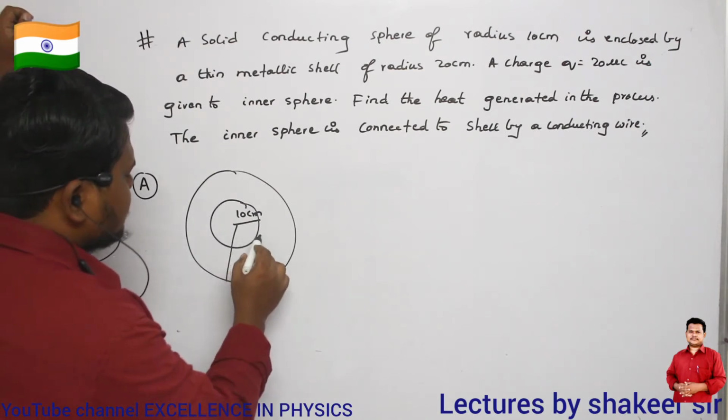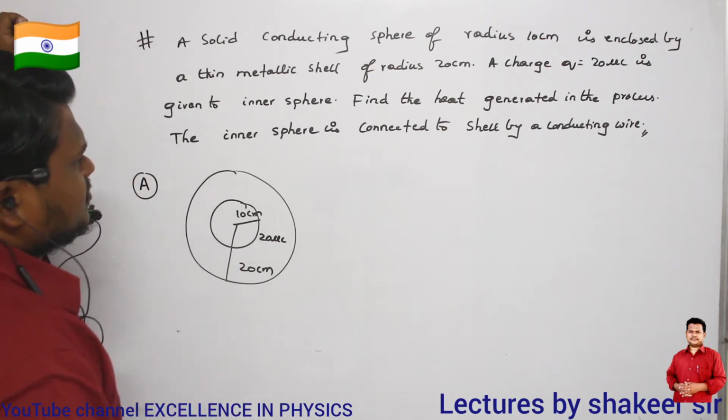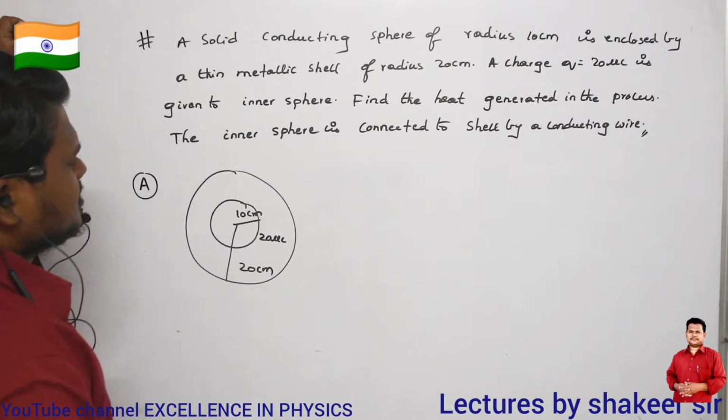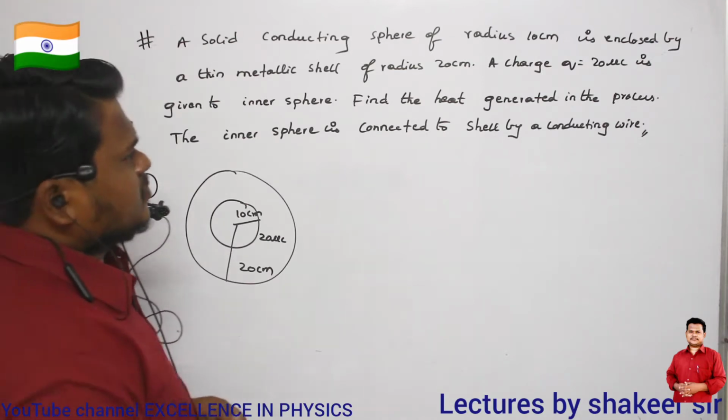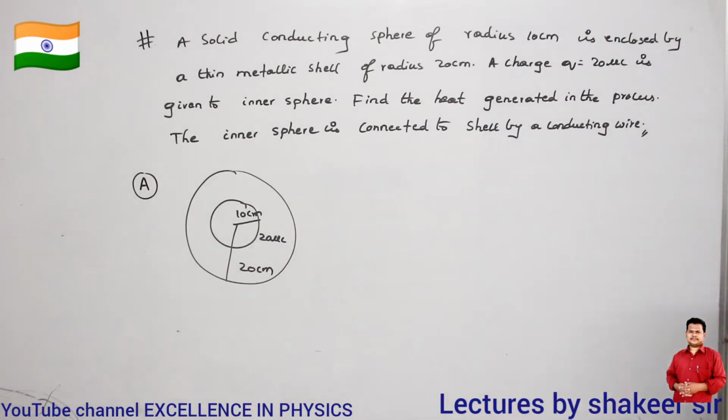So what is the charge present on the inner sphere? 20 microcoulombs of charge. Find the heat generated in the process. The inner sphere is connected to the shell by a conducting wire. So first of all, why will heat be generated?